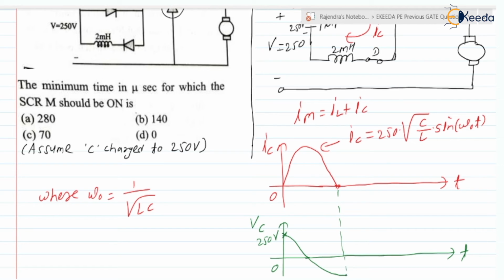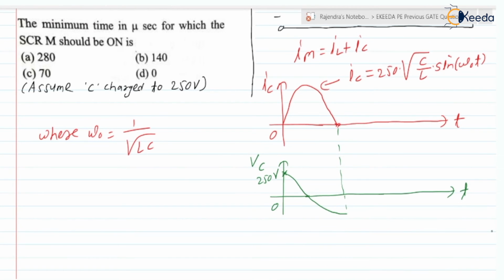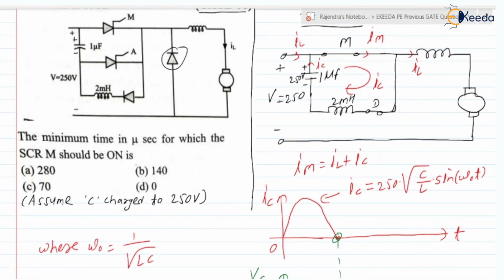Okay, the capacitor charges to the reverse polarity. So reverse polarity, and this voltage is minus 250 volt, right? So when the current becomes 0, at that time the capacitor voltage will be minus 250. Minus 250 means the capacitor voltage polarity will be plus here and minus here, right?